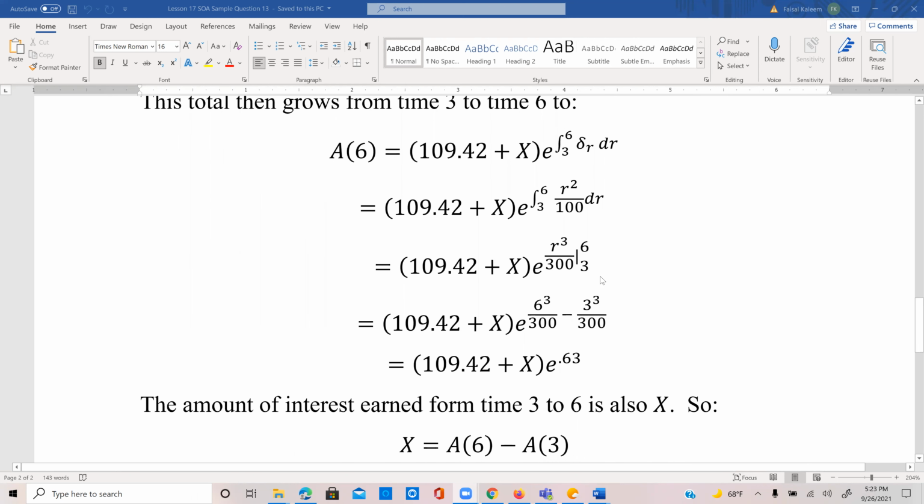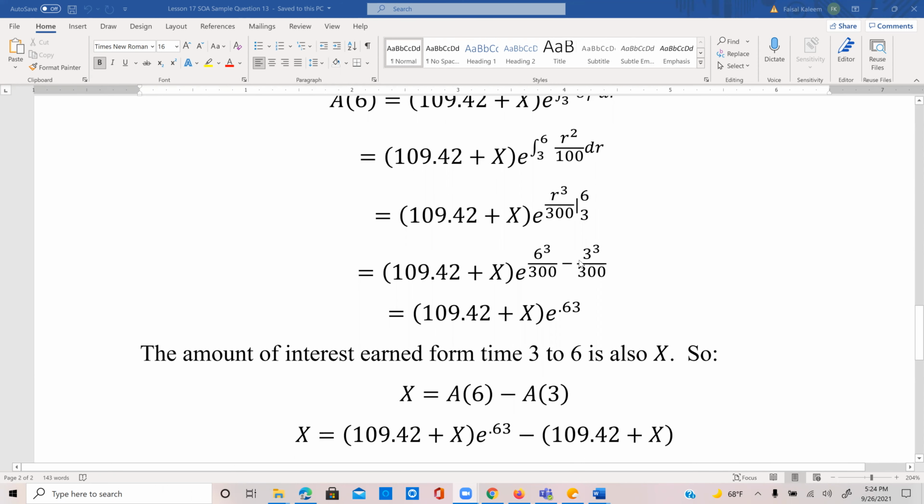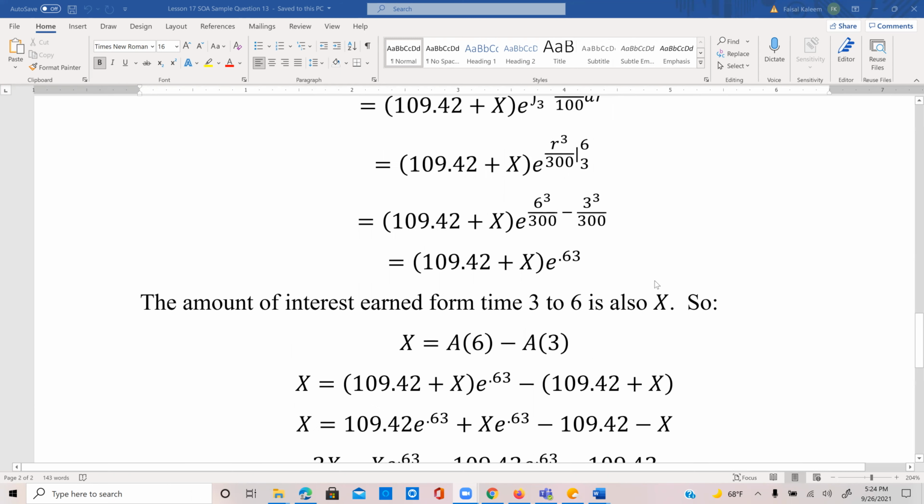So once again, the integral would be r cubed by 300, and now the limits are 3 to 6. So 6 cubed by 300 minus 3 cubed by 300, and all this sits in the power of e. And this whole thing simplifies to e to the power 0.63. And then we have this 109.42 plus X. They say the amount of interest earned from time 3 to 6 is X, as given in the problem.